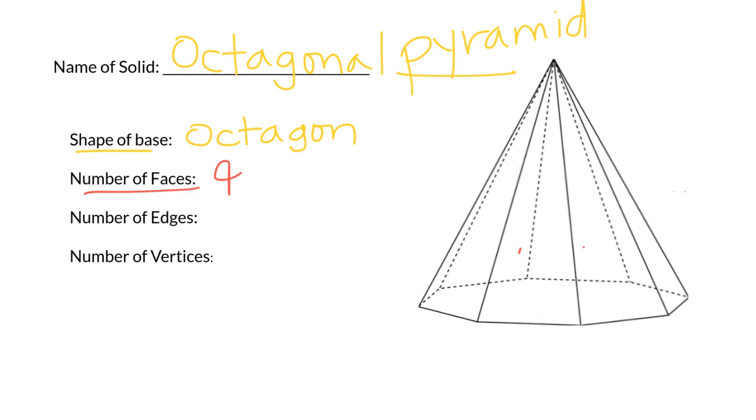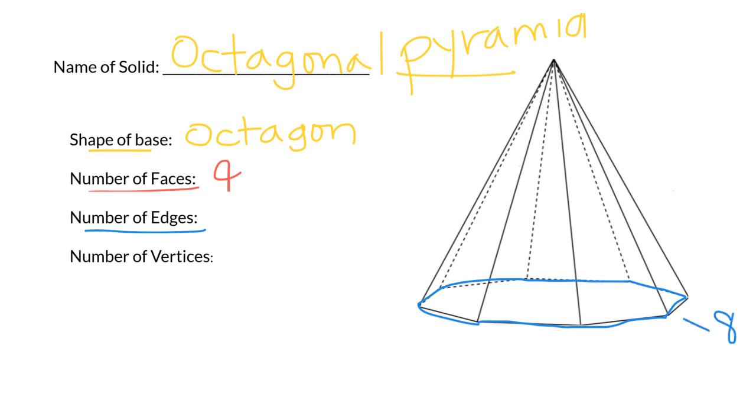Okay, next we're going to work on finding the number of edges. Okay, I'm going to use blue for that. Now, again, think about what you know about octagons. Octagons have 8 sides. They are an 8-sided polygon. So that means that here and here and here and here and here and here, each one of those 8 sides of our bottom face or our base is going to make an edge, meaning where the octagon face meets the triangle face.